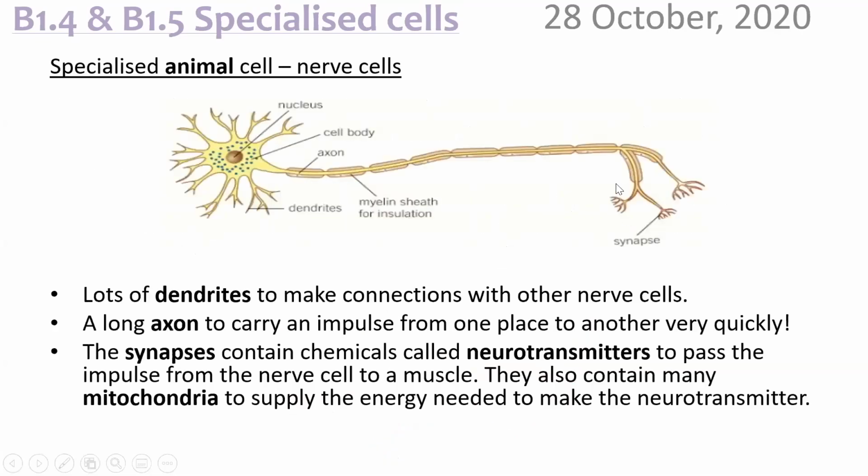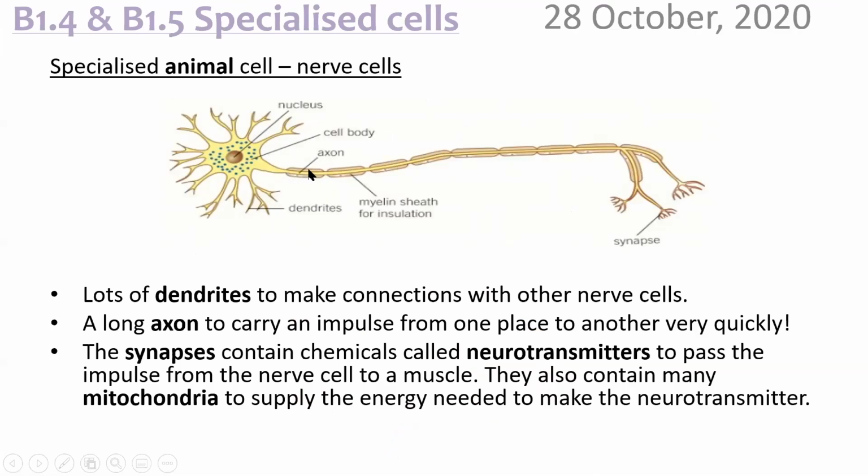Okay, specialized animal cell, nerve cell. It may sound odd, but this is my favorite cell because it's so specialized, so fancy. Let's have a look here. We've got the nucleus, and the cell body, that's the main part of the cell. Dendrites, these little bits that join to other cells.